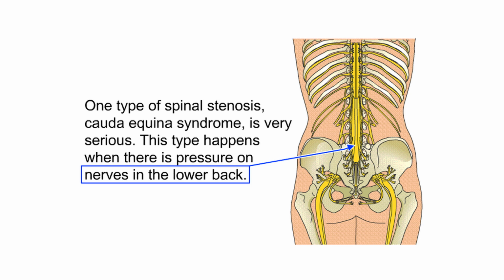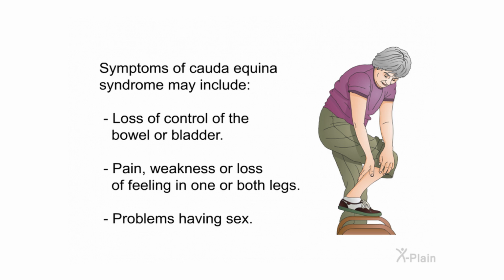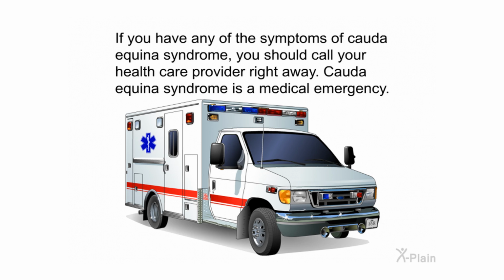One type of spinal stenosis, cauda equina syndrome, is very serious. This type happens when there is pressure on nerves in the lower back. Symptoms of cauda equina syndrome may include loss of control of the bowel or bladder, pain, weakness, or loss of feeling in one or both legs, problems having sex. If you have any of the symptoms of cauda equina syndrome, you should call your healthcare provider right away. Cauda equina syndrome is a medical emergency.